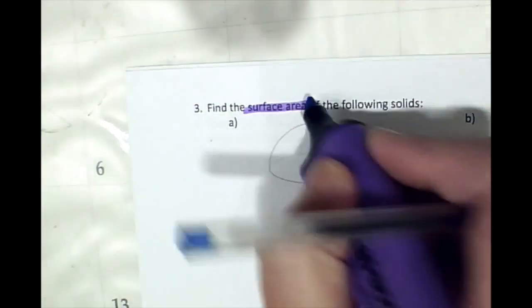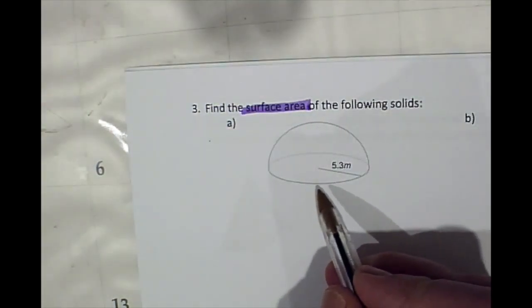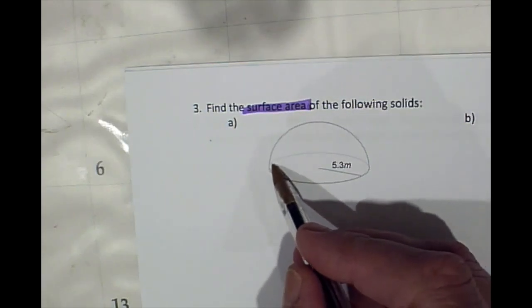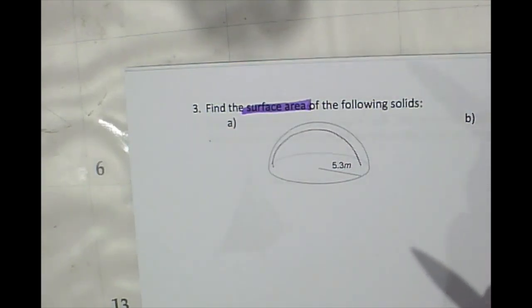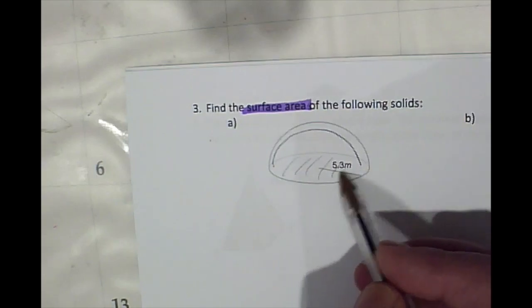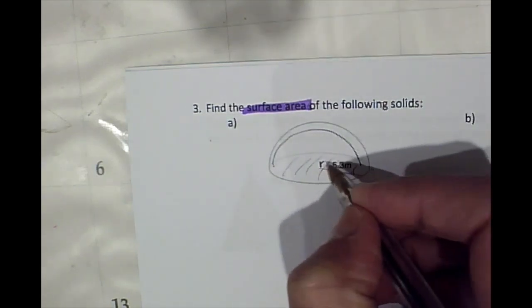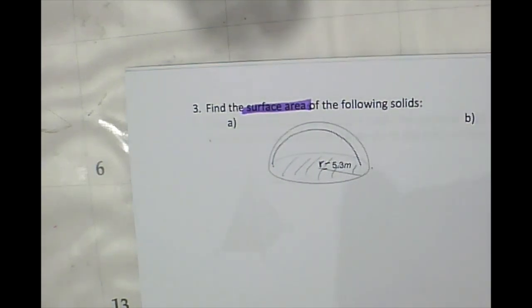Okay, so now we're doing surface area. This is a hemisphere, so we have the surface area of the curved surface plus the area of the base. We know that our radius is 5.3 metres.